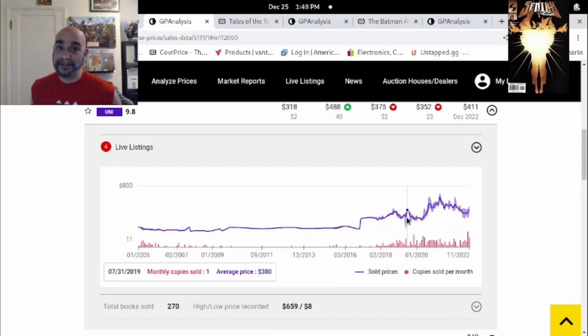And that being said, here's the disclosure, guys. This is just my opinion. This is not financial advice. Do what you like. Buy what you like. This is just how I interpret and view the comic book market today.